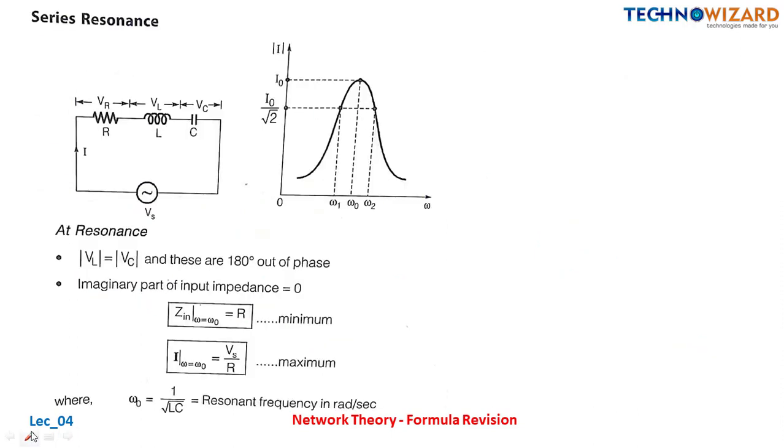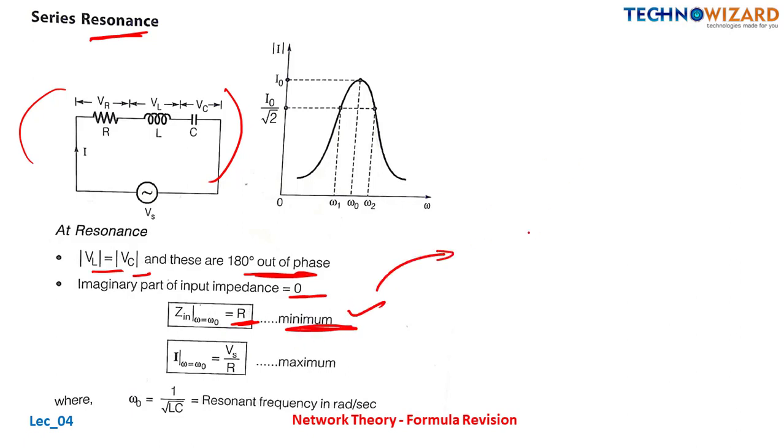Okay, now we will talk about what is series resonance. Now series resonance, this is a series resonance circuit. To check the resonance condition, at resonance VL should be equal to VC, that is the inductive voltage should be equal to the capacitive voltage, and these are 180 degrees out of phase. Okay, the imaginary part of the input impedance should be 0, that is Z input at omega equal to omega naught should be R, so that it can give minimum resistance. Okay, if there is minimum resistance, then the current will be maximum.